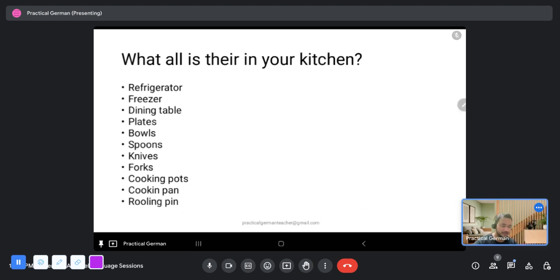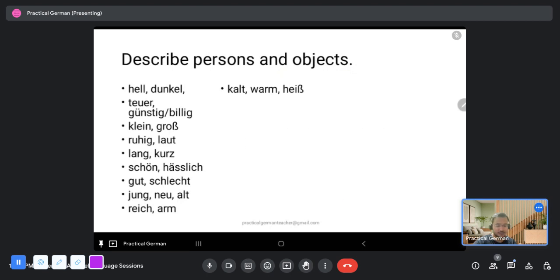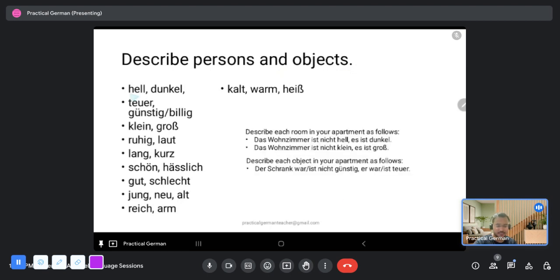I keep saying this again and again. Now, please learn adjectives. They are very important. So, Karthikeyan, you can maybe read the adjectives and give me the meanings if you know. Hell, dunkel. Dunkel means bright. No, just the opposite. Hell means bright, dunkel means dark. Teuer, expensive. Günstig, billig, cheaper.